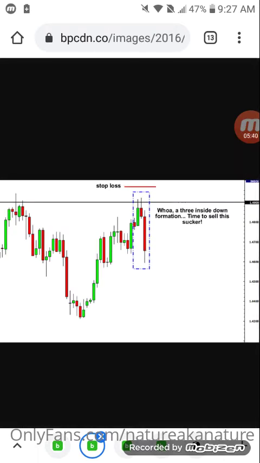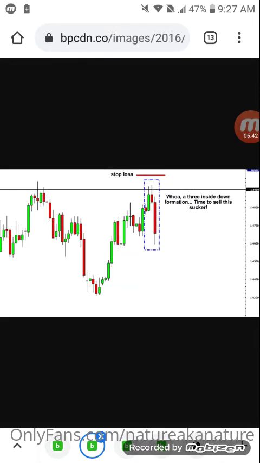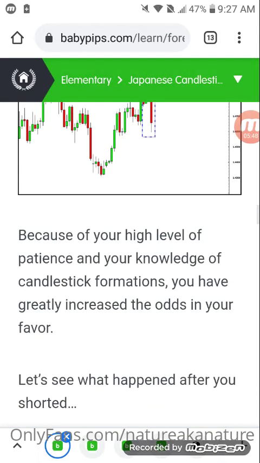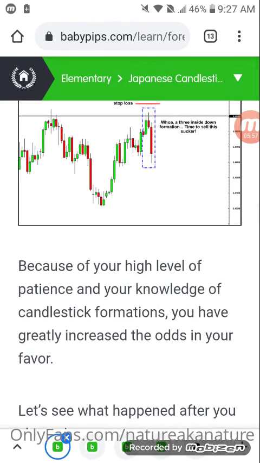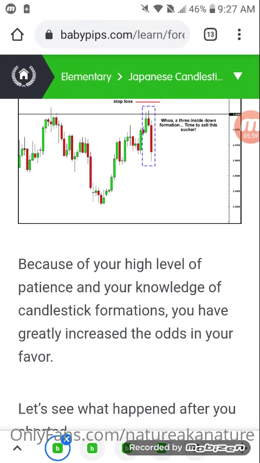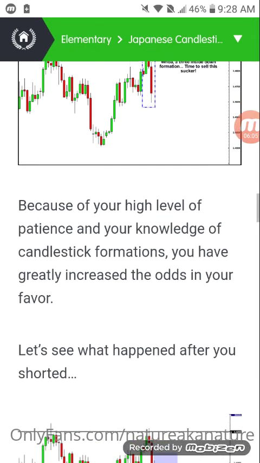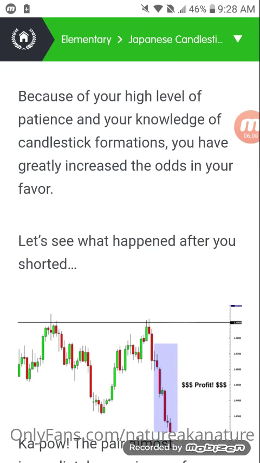So let's see what price does after that. After it makes this candlestick pattern, this three inside down pattern, because of your high level of patience and your knowledge of the candlestick formation, this is clearly a three candlestick reversal pattern, and we already went over it. You have greatly increased your odds in your favor. Let's see what happens after you went in short.